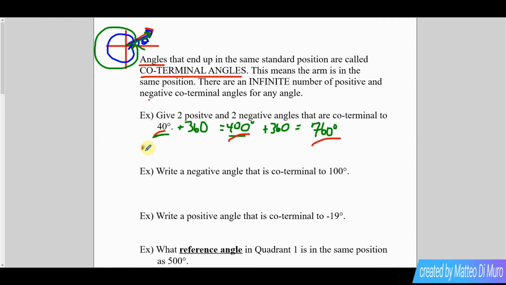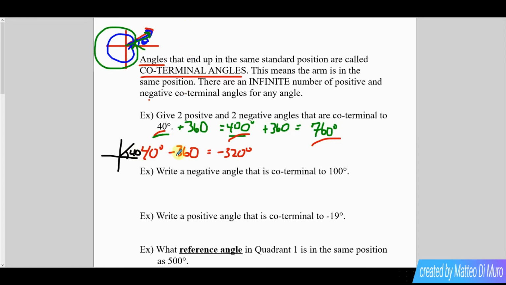We can go negative as well. If I take my 40 degrees and I subtract 360, I'm going to get negative 320 degrees. So that angle is coterminal with 40. Let's talk about that for a second as far as a picture goes. So here's my angle of 40 degrees.